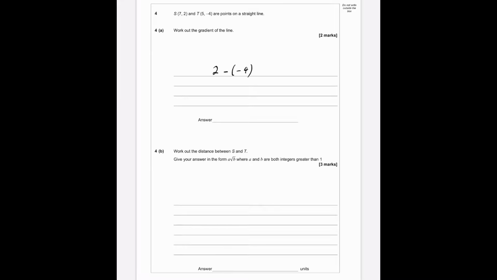Question 4, find the gradient of the line. 2 subtract -4 over 7 subtract 5 is 6 over 2, so the gradient of the line is 3.